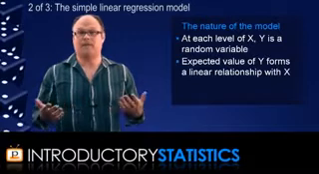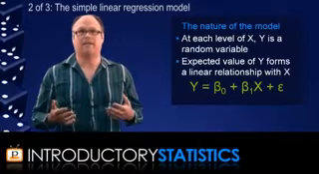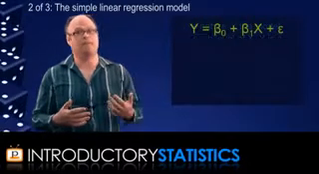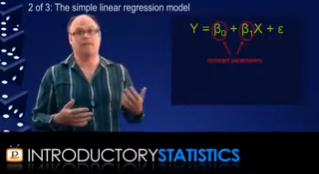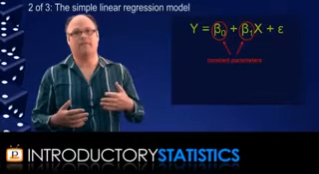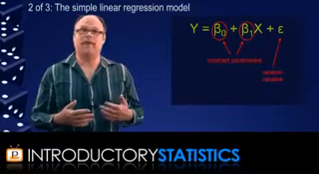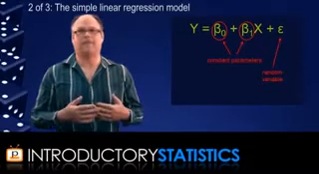The best way to represent this idea is to say that y and x exist in a relationship like the one presented here. In that equation, beta 0 and beta 1 are constants. In fact, they're parameters that correspond to the sample statistics b0 and b1. But epsilon is a random variable, and that's what allows y to vary about the regression line.